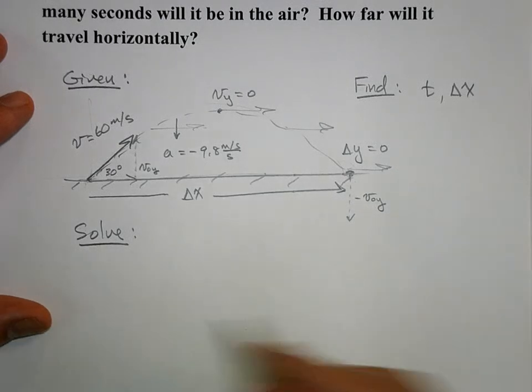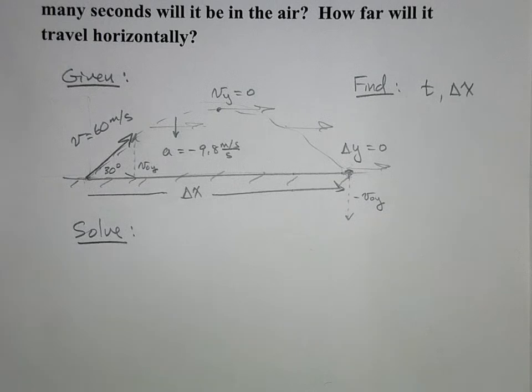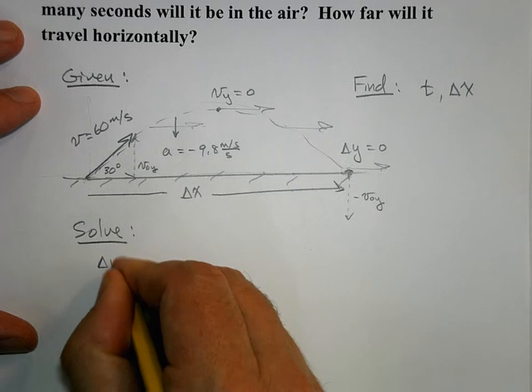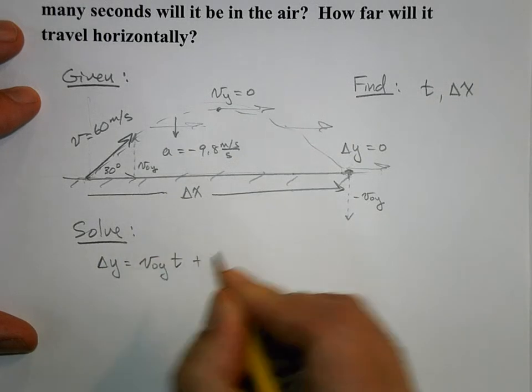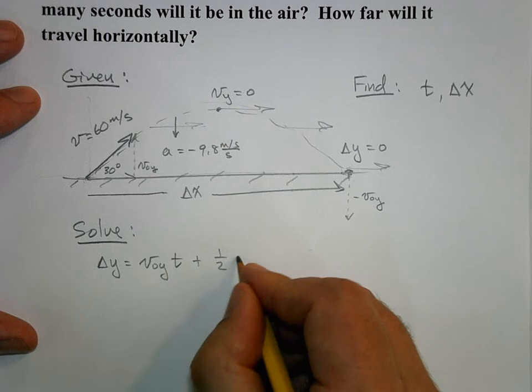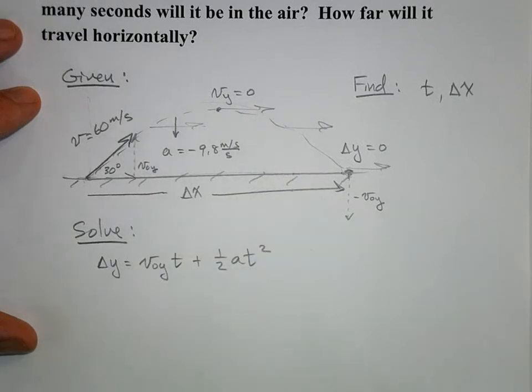All right, so anyway, we want to know time. I'm going to use the third kinematic equation in the y direction. Delta y equals v naught y times t plus 1/2 a t squared.